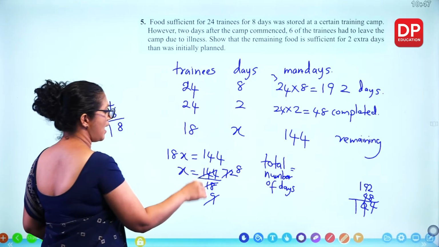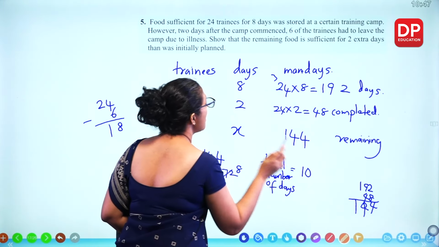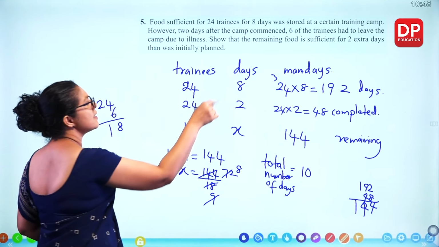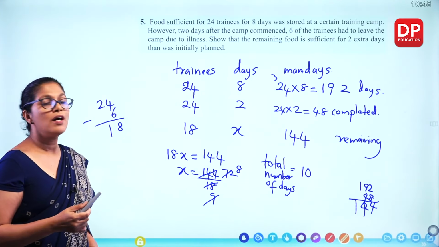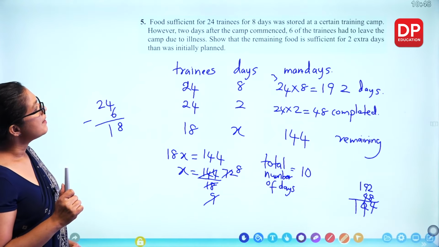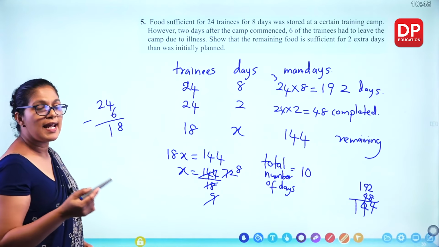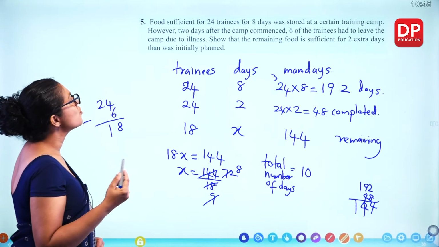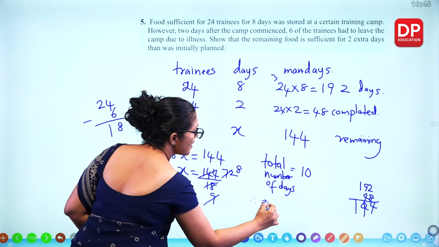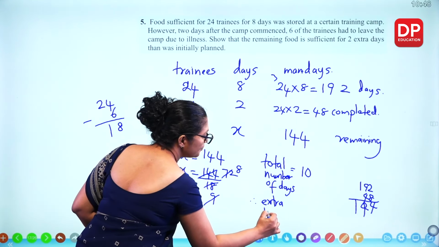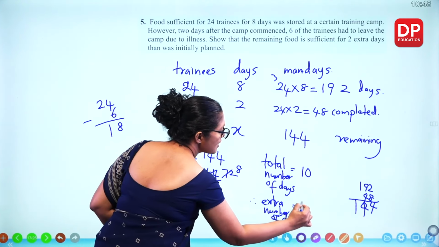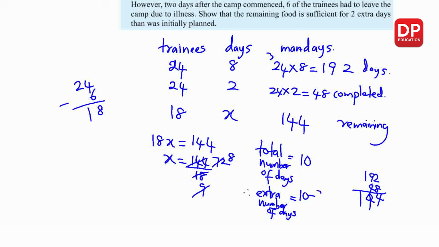So here now 8 plus 2, 10 days. Earlier, what happens? It was sufficient for 8 days. And now can you see how many days extra now? 10 and 8 difference, you get 2 days. So we can say extra number of days, 10 minus 8. So 2 extra days they can survive.